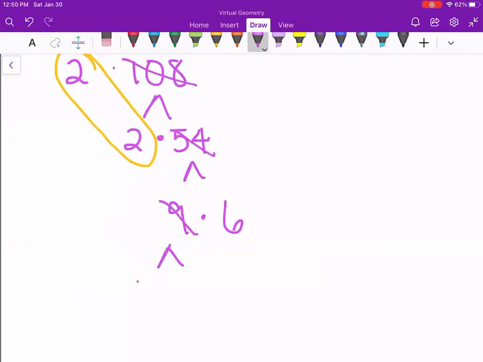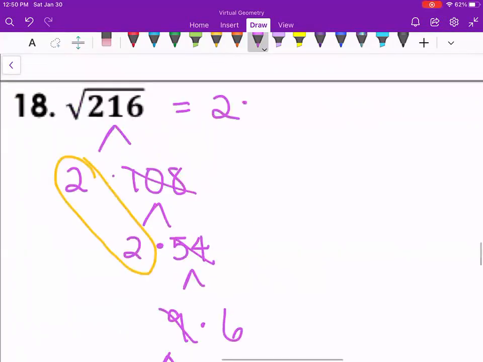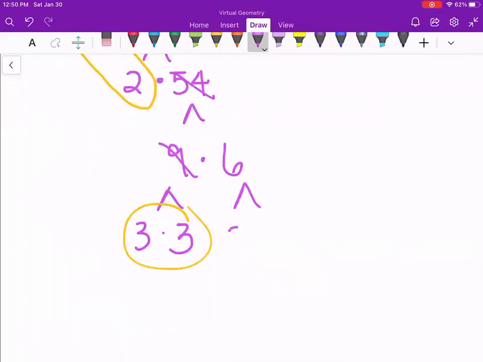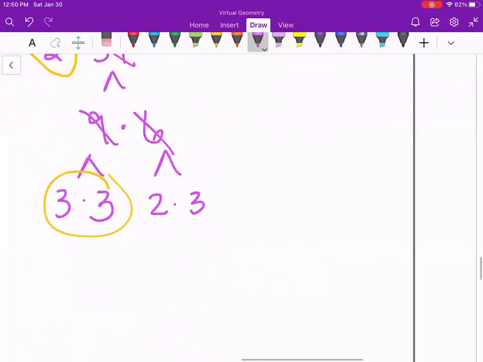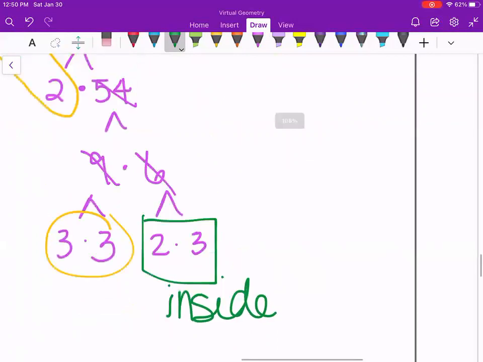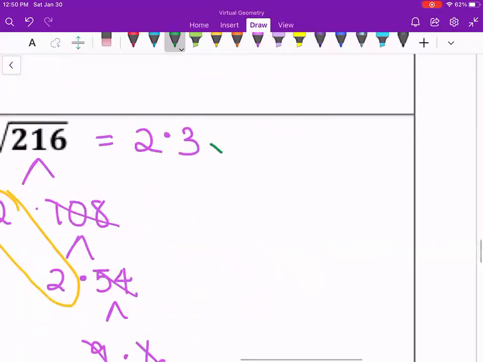9 can become 3 times 3. There's a pair. Bring that 3 out. 6 is a 2 times 3. Neither of these have anything they can match with, so they stay inside. So square root of 2 times 3.